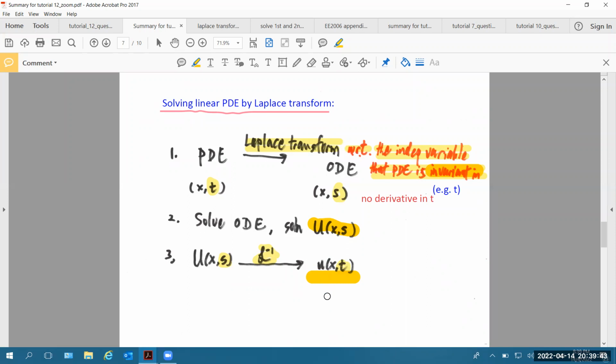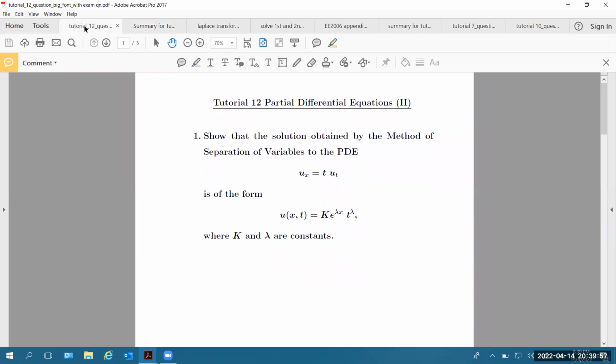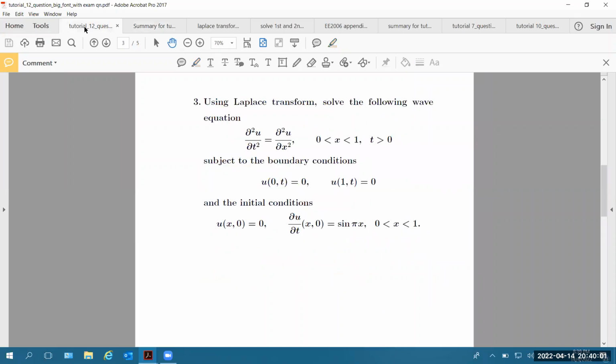Now, let us go and see how we do this. Maybe we go to our tutorial questions. We are at number 3 now. So this is number 3. We want to use Laplace transform to solve the following wave equation. This is our equation.